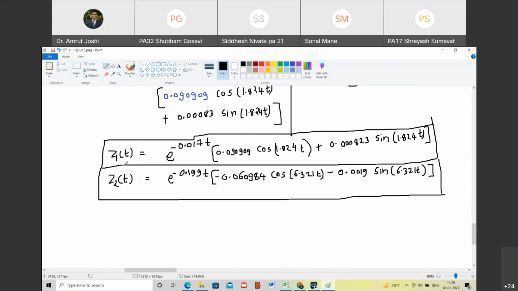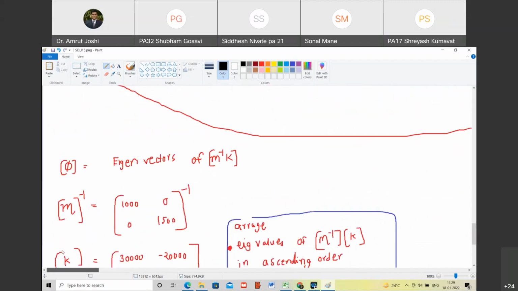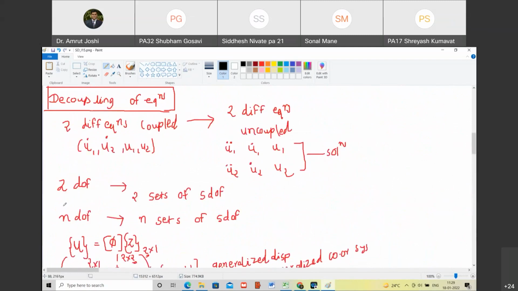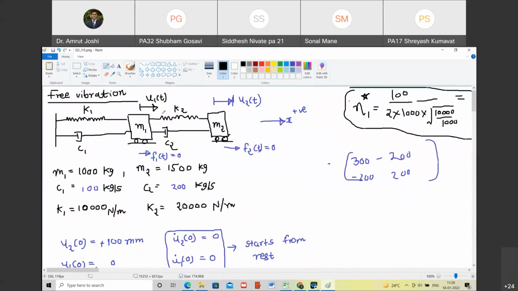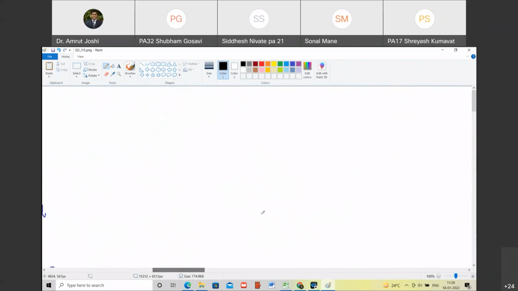Now, are you interested in Z1 of t and Z2 of t, or are you interested in U1 of t and U2 of t? Tell me. Sir, Z1 of t and Z2 of t are the deformations in the transformed coordinate system. What do I do with that? I want the response in the original coordinate system. That is U1 of t and U2 of t. Do you agree with me?